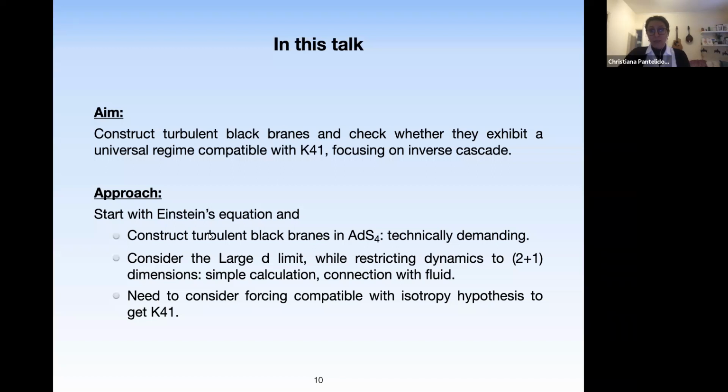But they didn't manage to see K41. They saw something that one could maybe hope to look like K41, but it wasn't clear. The reason was that they did not have forcing. They entered the turbulent regime simply because of unstable initial conditions.